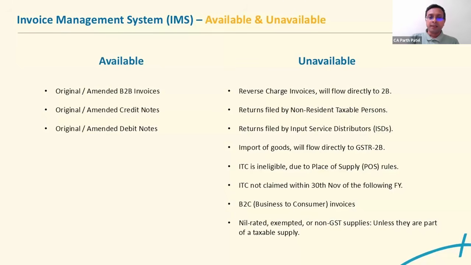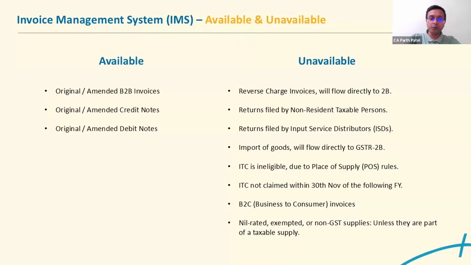Accordingly, the last date for availing ITC is 30th November of the end of the financial year, right? So whatever ITC is not claimed for a previous financial year up to 30th November, then the same amount of bills or number of bills will not be available in the next IMS period, right?